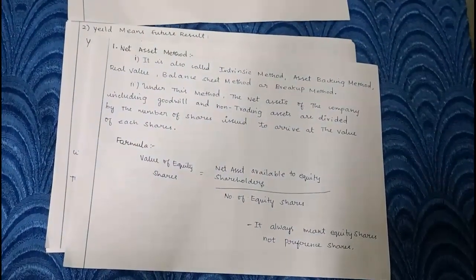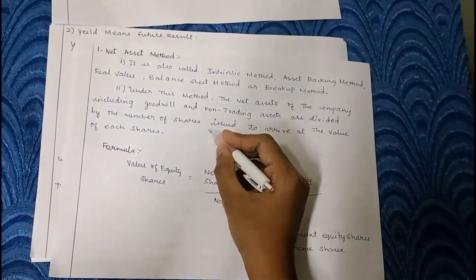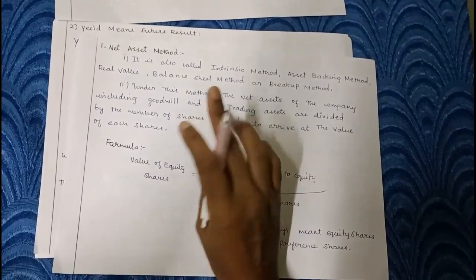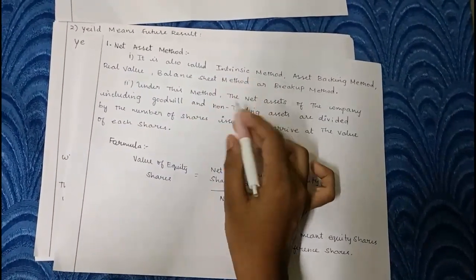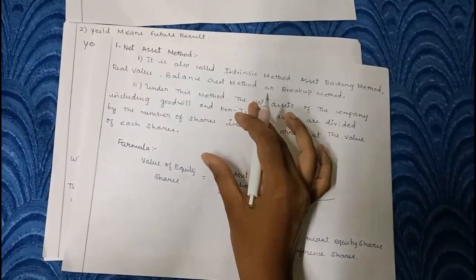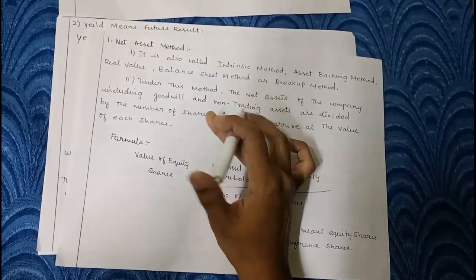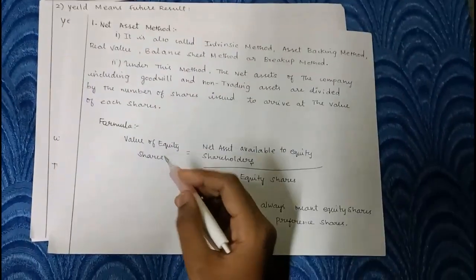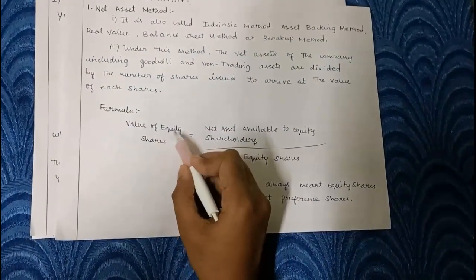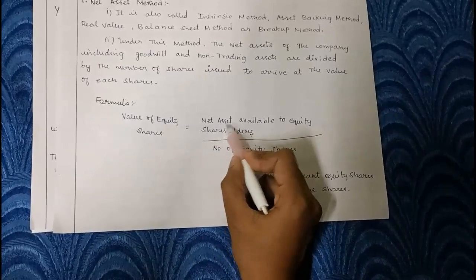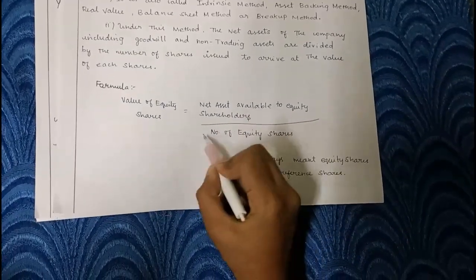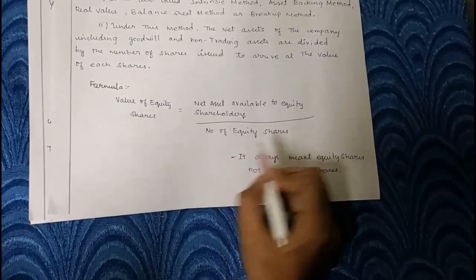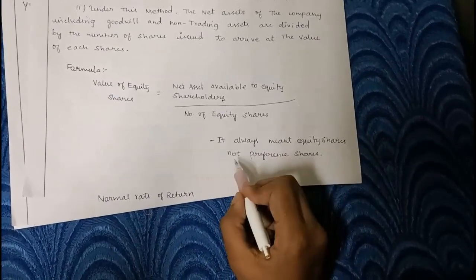அதாவது நெட் அசெட் மெத்தட்னா வேல்யூவேஷன் ஆஃப் ஷேர்ஸ்னாலே நம்ம ப்ரிஃபரன்ஸ் ஷேருக்கு சொல்ல மாட்டோம், ஈக்விட்டி ஷேர்ஸ்க்கு மட்டும்தான் யூஸ் பண்ணுவோம். அந்த ஈக்விட்டி ஷேர் ஹோல்டர்ஸோட ஷேர்ஸுக்கு என்னென்ன வேல்யூங்கிறத கண்டுபிடிக்கிறதுக்கு இந்த 3 மெத்தட் யூஸ் பண்ணுவோம். அதில் நெட் அசெட் மெத்தடுக்கு ஃபார்முலா இருக்குது. Value of equity shares is equal to net asset available to equity shareholders divided by number of equity shares. It always means equity shares, not preference shares.